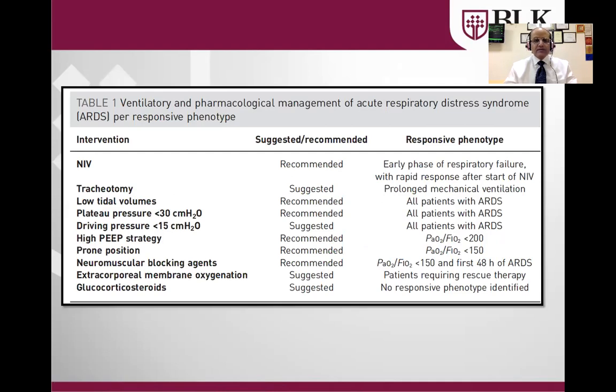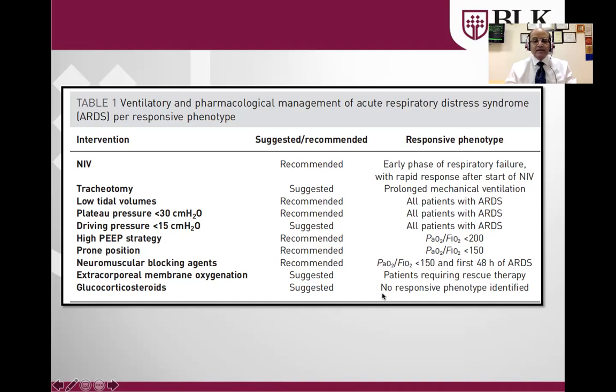Some other therapies that have been suggested: NIV recommended for the early phase of respiratory failure, tracheostomy for prolonged mechanical ventilation, P-plat less than 30 recommended for all patients, low tidal volume for all patients, driving pressure less than 15 for all patients, high PEEP strategy only for moderate to severe. Prone position, the recommendation as per the trial was PF ratio less than 150. Neuromuscular blocking agents are also recommended in the first 48 hours. Then ECMO is, like I said, rescue. Glucocorticoids, again, no responsive phenotype has been identified.